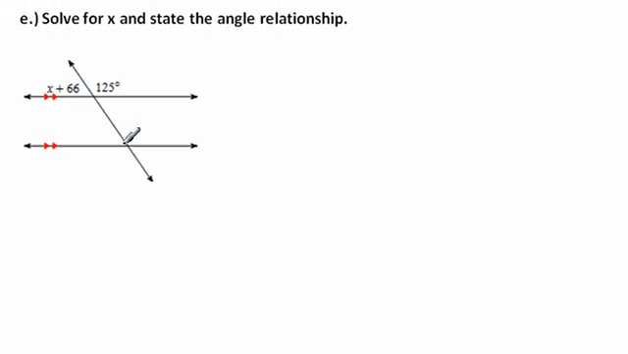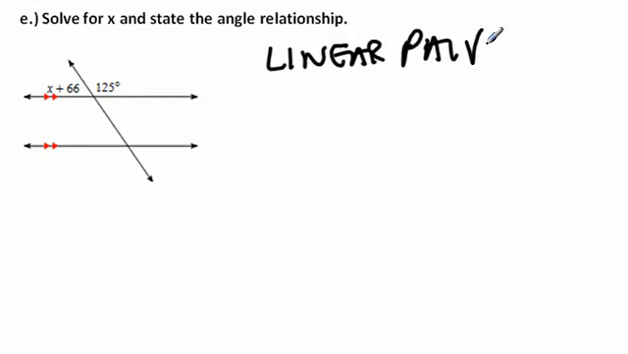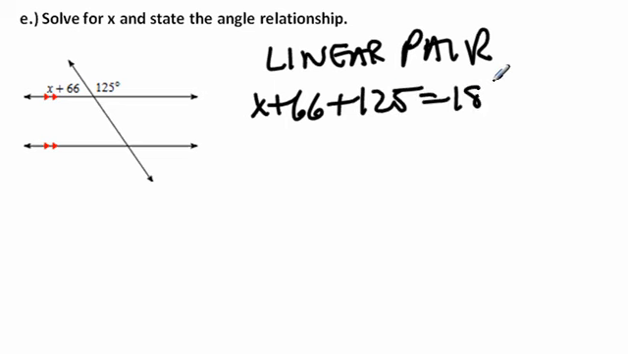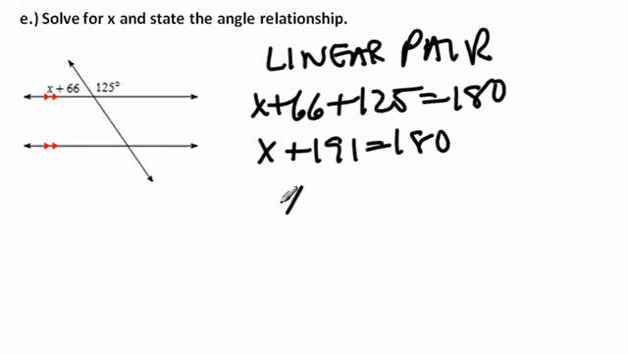In this problem, we can see that we have a linear pair. And we know that a linear pair adds up to 180. So we have x plus 66 plus 125 equals 180. So x plus 191 equals 180. And if you subtract 191 from both sides, you get x equals negative 11.